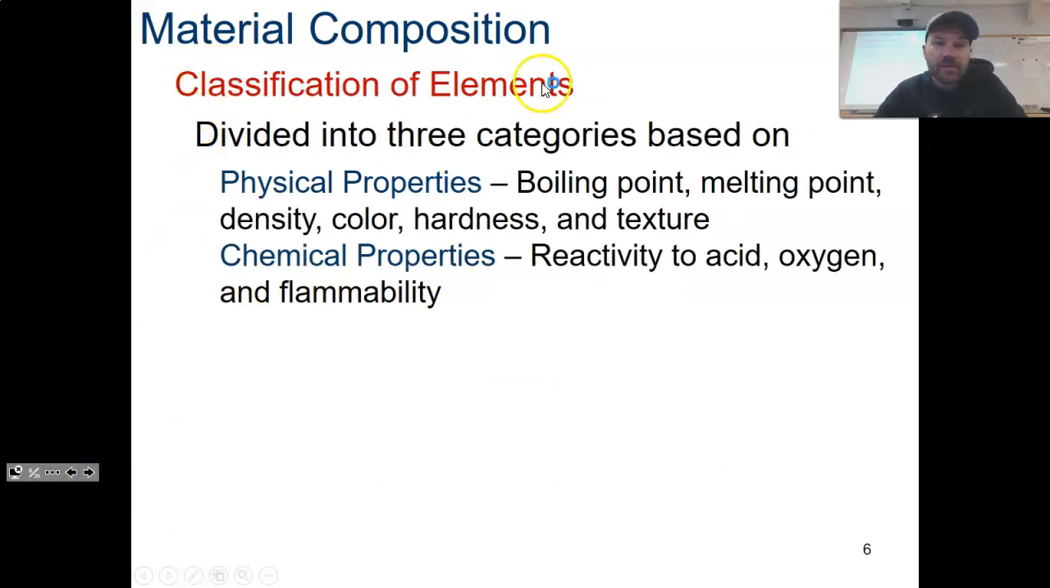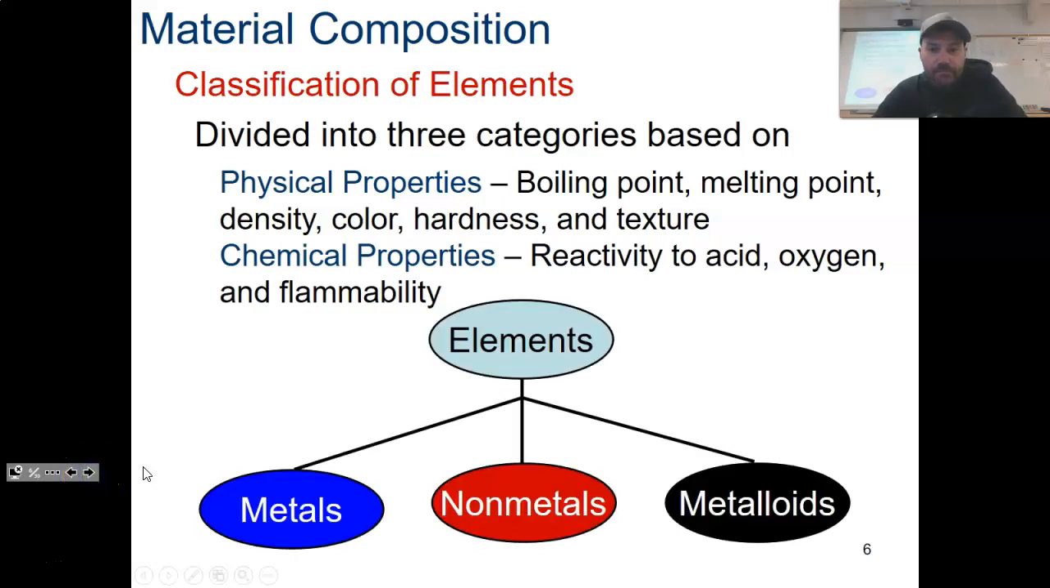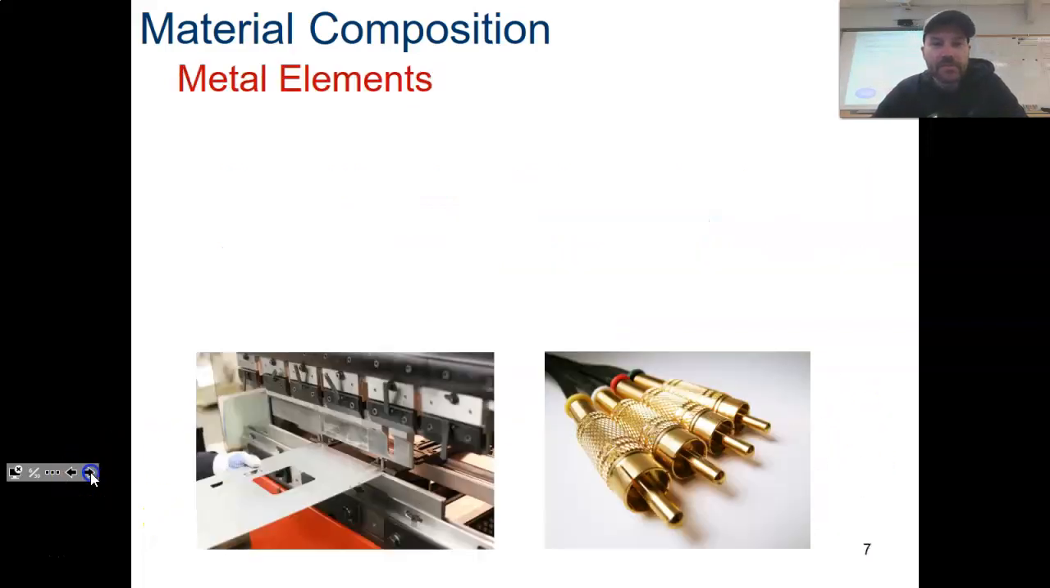The elements themselves are divided into 3 categories based on their physical and chemical properties. What's their boiling point, their melting point? How dense are they? What color? How hard? Their texture? Do they react to acid, oxygen, salt water? Metals, nonmetals, and metalloids. Hydrogen, that I said before, is definitely a nonmetal. Copper, metal. Metalloids, we'll talk about those.